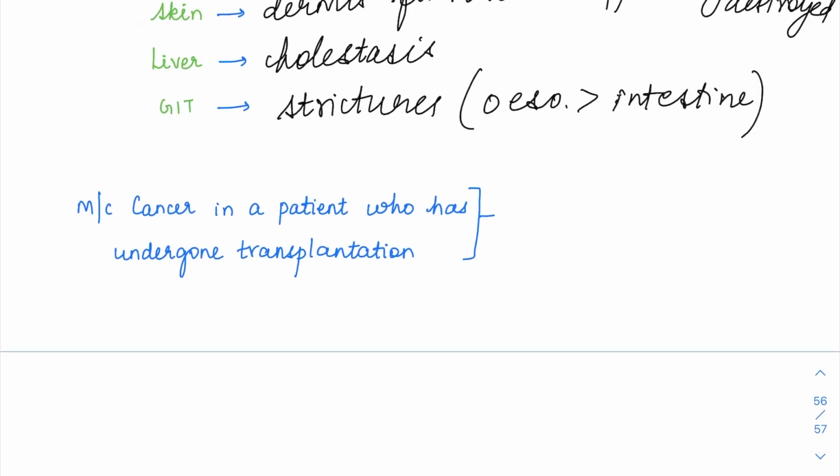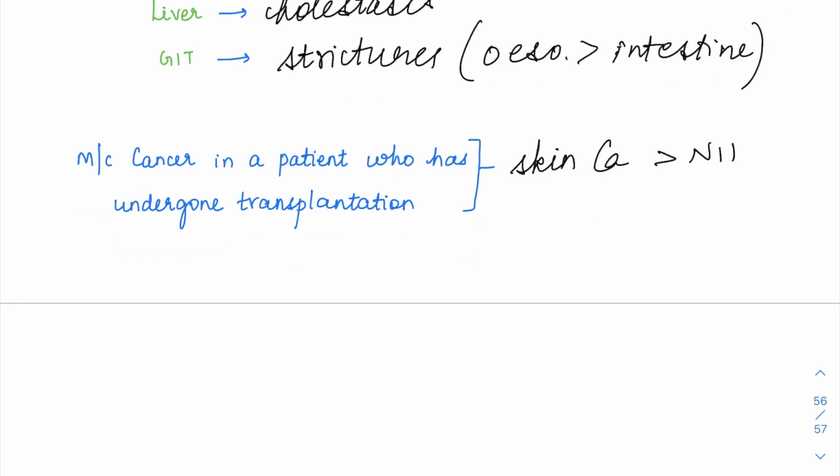The most common cancer which we see in a patient who has undergone transplantation would actually be a skin cancer. Skin cancer more than non-Hodgkin's lymphoma, and in the skin also it is squamous cell carcinoma, which you would not expect, right? So squamous cell carcinoma is the most common cancer in a patient who has undergone transplantation.